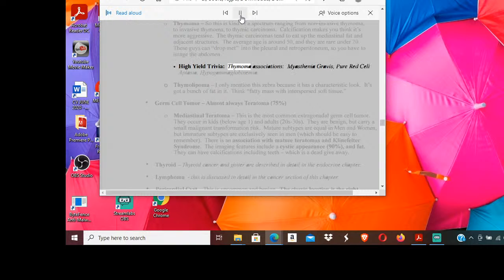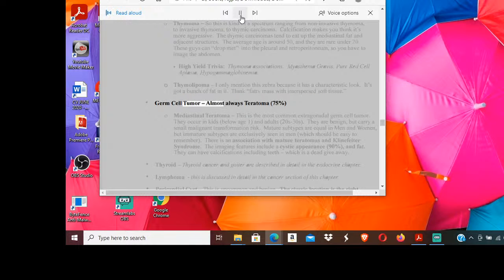High-yield trivia, thymoma associations: myasthenia gravis, pure red cell aplasia, hypogammaglobulinemia. Thymolipoma, I'll only mention this zebra because it has a characteristic look. It's got a bunch of fat in it. Think fatty mass with interspersed soft tissue.